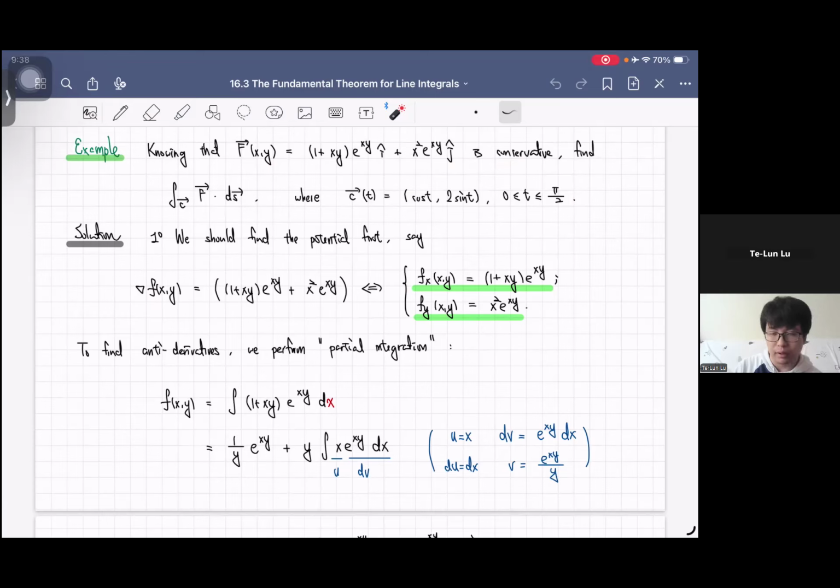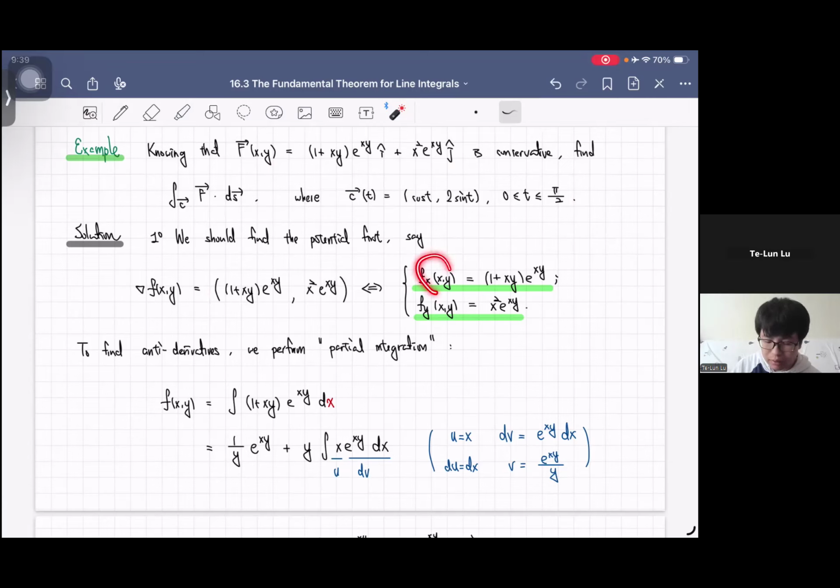First of all, because I already told you guys that it is conservative, meaning that there is some potential function f so that the gradient of f is given by this vector field, right? That is equivalent to saying that there is some function f so that f_x is this and f_y is this, right? Actually, I don't know why I used a plus here. It should be a comma. Sorry. So f_x is this and f_y is this. So now we want to solve for f, right?